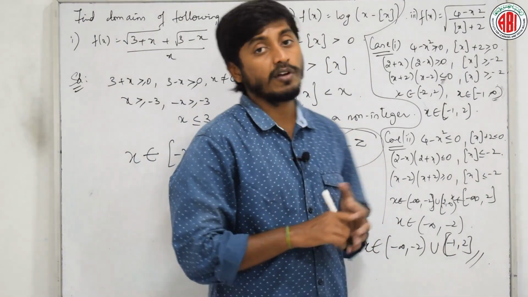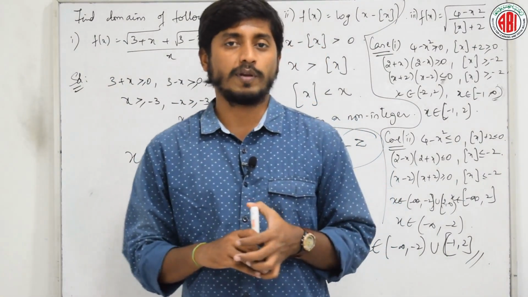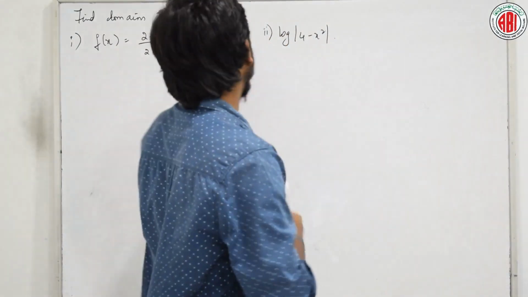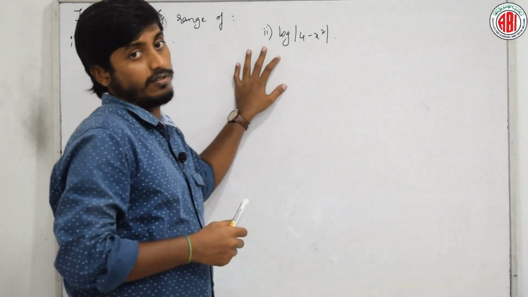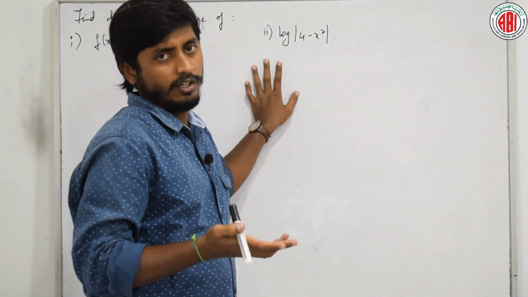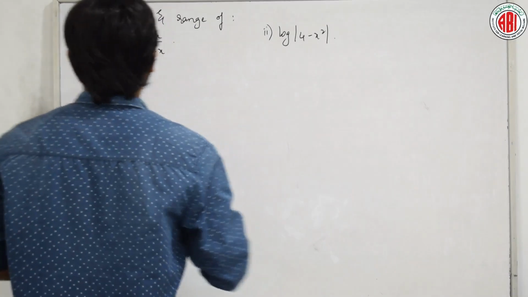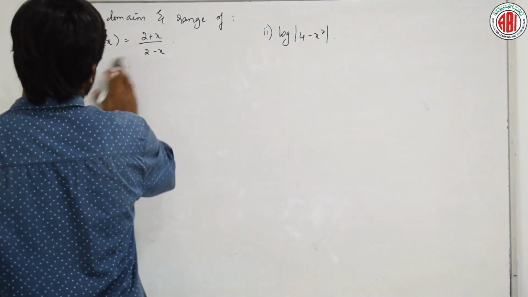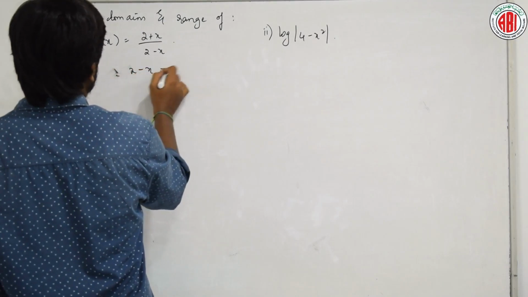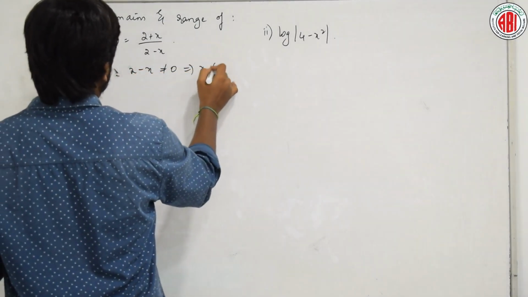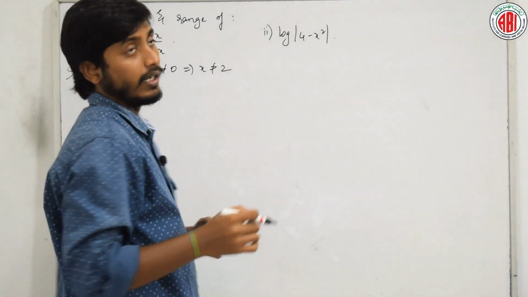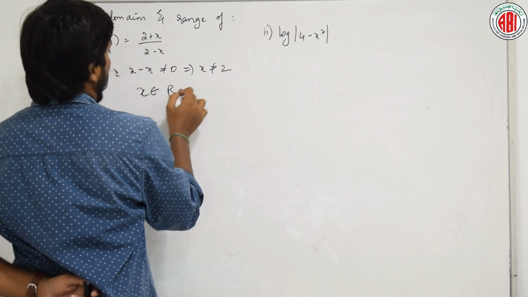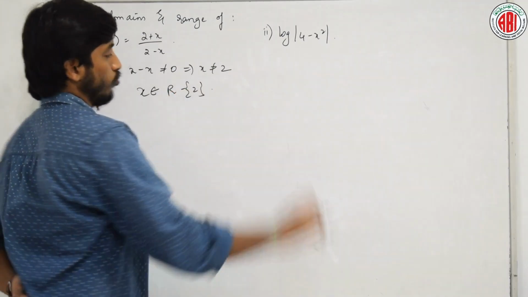These are few problems of domain. Shall we do a few more problems? Let's do. Look at this next question here. He is asking us to find the domain and range of these functions. We know how to find the domain. Let us do that first. For this function, I know that the numerator can be any value. The denominator cannot be equal to 0. Therefore, x is not equal to 2. Therefore, the domain is x belongs to R - {2}.